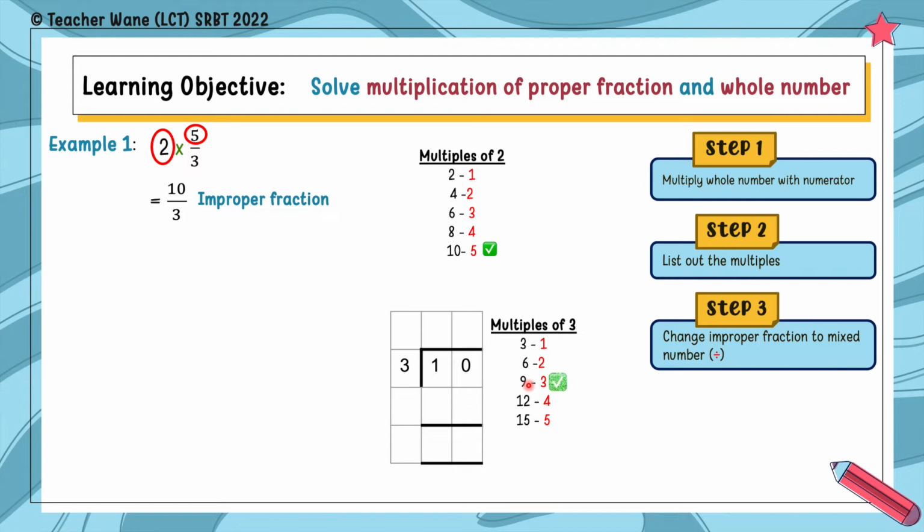Okay. So 3 at the top, minus 9. So I'm left with 10 minus 9. The answer is 1. So remember, the answer is a whole number. The remainder is the numerator. So my final answer for this question is 3, 1 out of 3. Remember, your denominator stays the same. So this is my final answer.